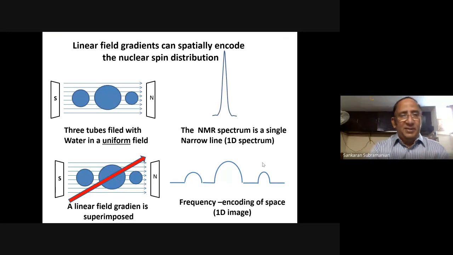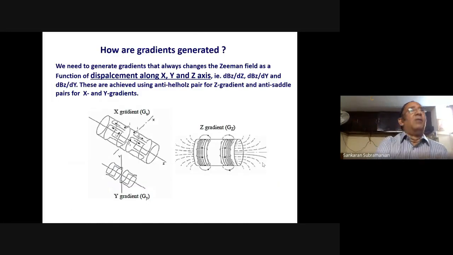You have three spots, three tubes of water in a uniform magnetic field, a single line. You now superimpose a gradient. The magnetic field is not affected in the center, but it is higher on the right-hand side and lower on the left-hand side. And therefore, the three tubes, when you get the resonance, a one-dimensional image has come out, where the amplitude depends upon the amount of spins and the position depends upon the relative positioning of these tubes. So this is the frequency encoding of space. And these are now special coils, called the gradient coils.